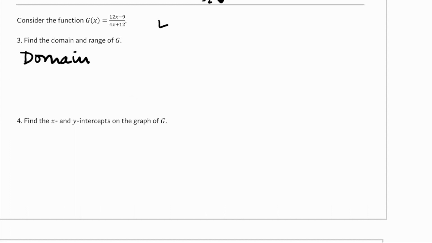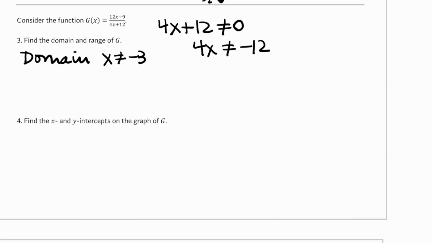Domain is going to be, okay, well, I need to find where 4x plus 12 is not equal to 0. That would be where 4x is not equal to negative 12, so x is not equal to negative 3.